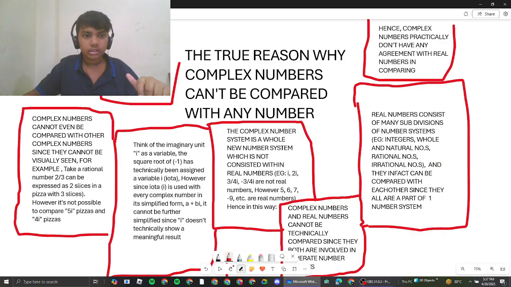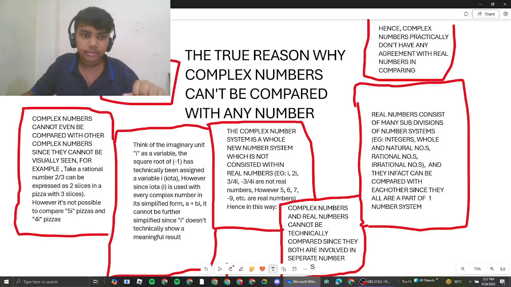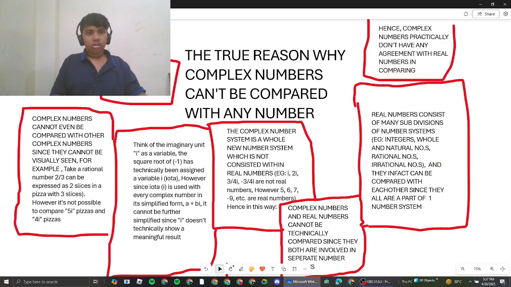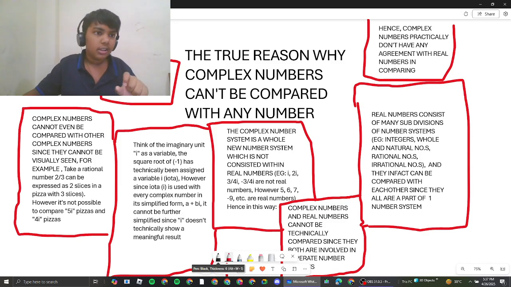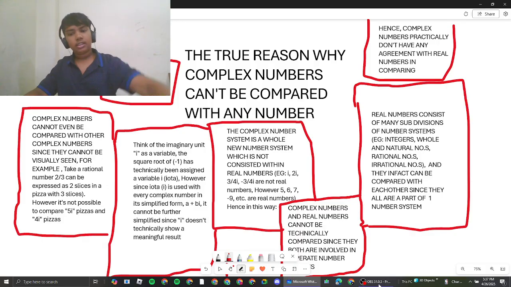Okay. Yeah, I already mentioned that in a previous video. However, the modulus of a number can be compared with other numbers, real or complex. I already explained that in a previous short video. Note, complex numbers can't be compared. I also gave some examples of what can be compared. But this is the real reason.